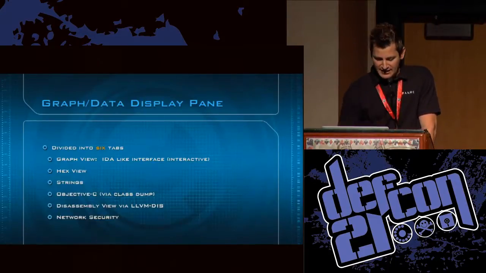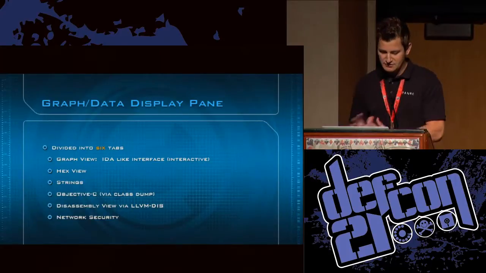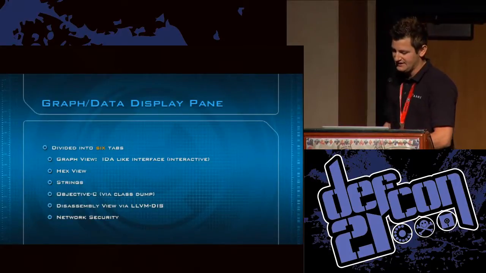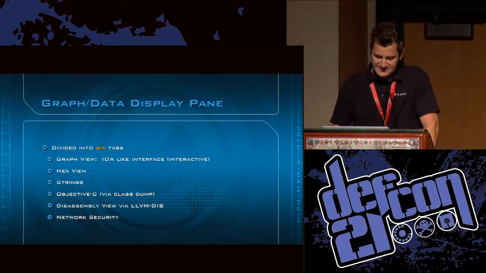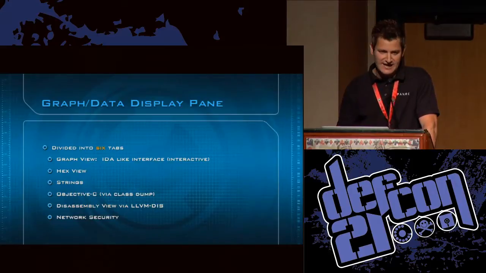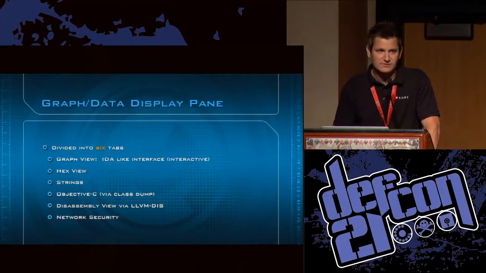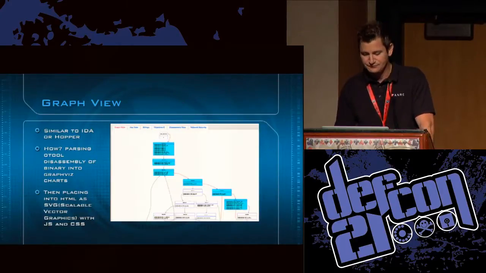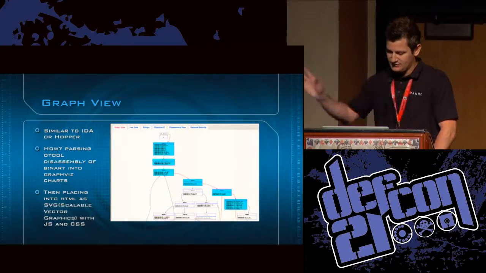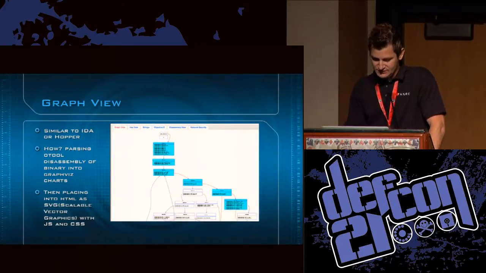All right, so the last part, which contains most of the stuff you're going to be looking at, is the graph data display pane. And this is divided into 6 tabs. The first being the graph view, which is like your IDA-like interface. It's completely interactive. You could zoom, scale, highlight, and a few other things. You're also going to have your hex view, just like IDA, strings, Objective-C. We're doing that via class dump, disassembly via LLVM disassembly, and then also network security, which is going to contain your Snort signatures.